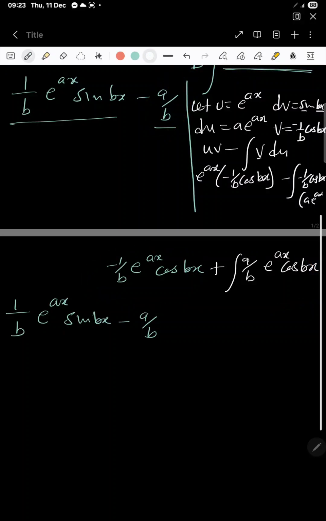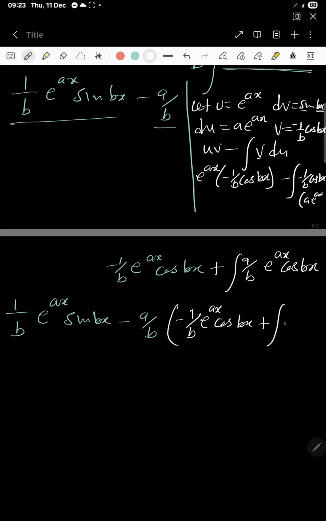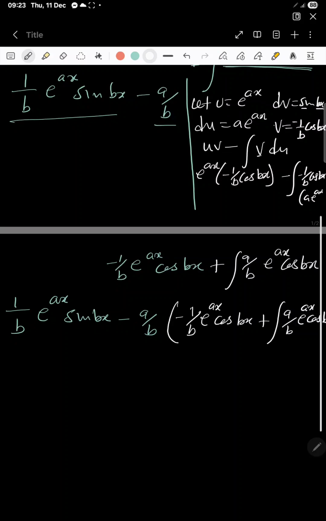So by doing so, we are going to have the negative 1 over b e to the power ax cos bx plus the integral of a over b e to the power ax cos bx, like that. Let me just write this again so that you're able to see. So we have the integral of a over b e to the power ax cos bx.